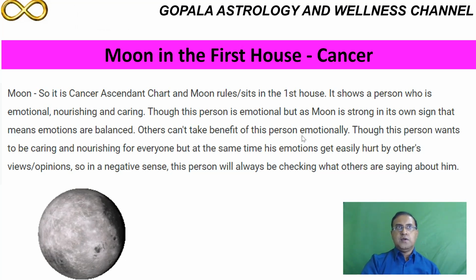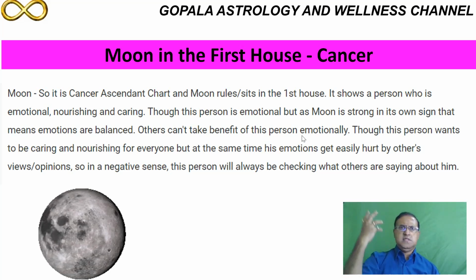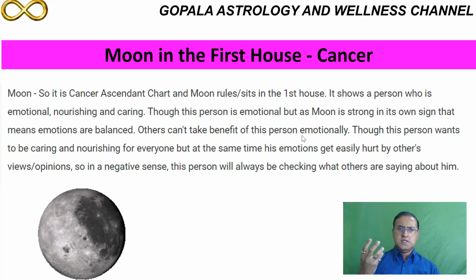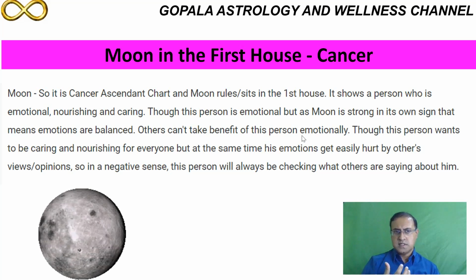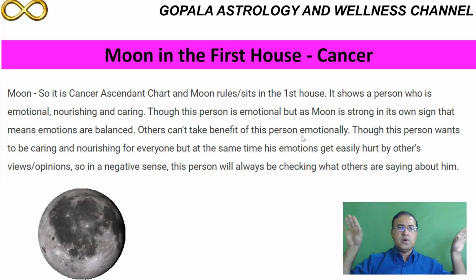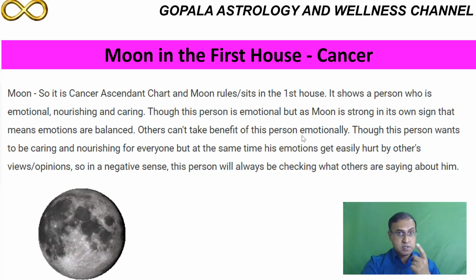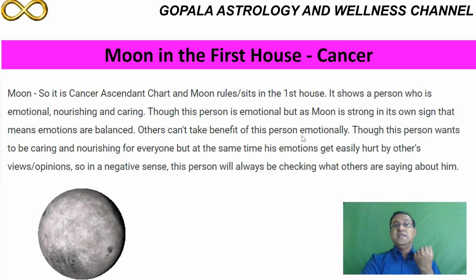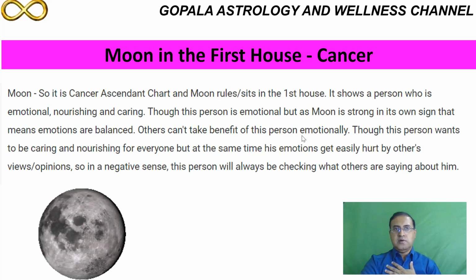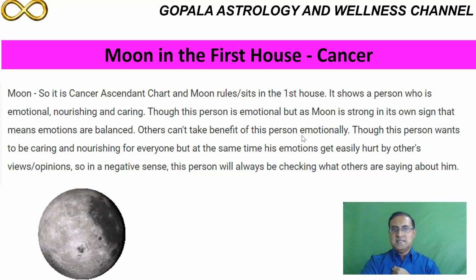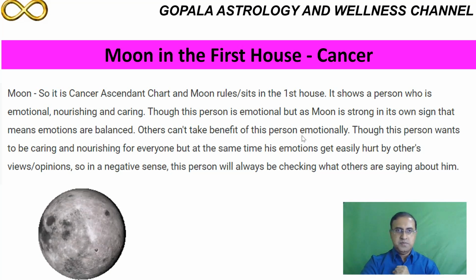Okay, so they are very, very sensitive to what others say. They don't just mind their own business. They like to be very sensitive to what others are saying, and then they try to fine tune themselves according to the situation, because they are here to please everyone. That's the part of Moon being in the ascendant sign for Cancer ascendant people.